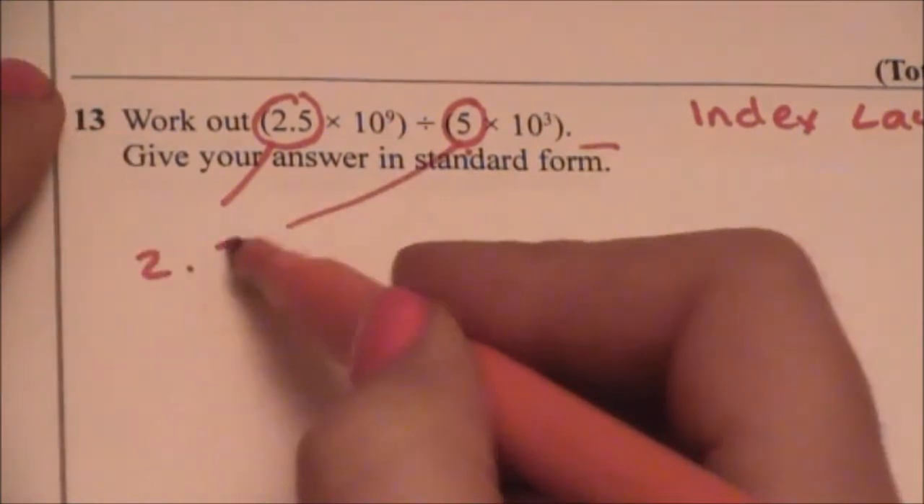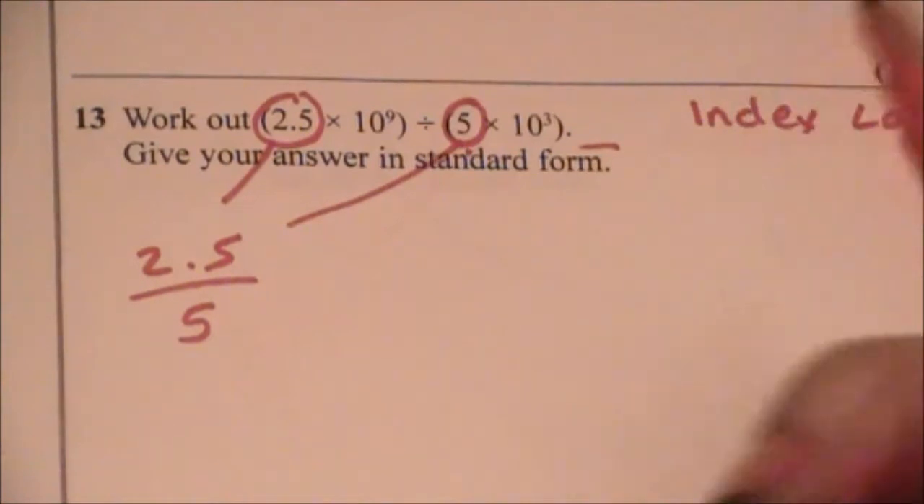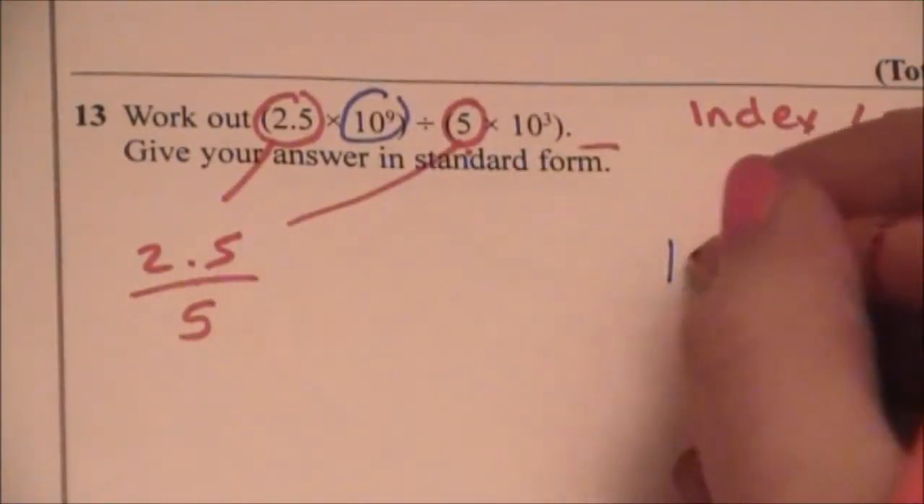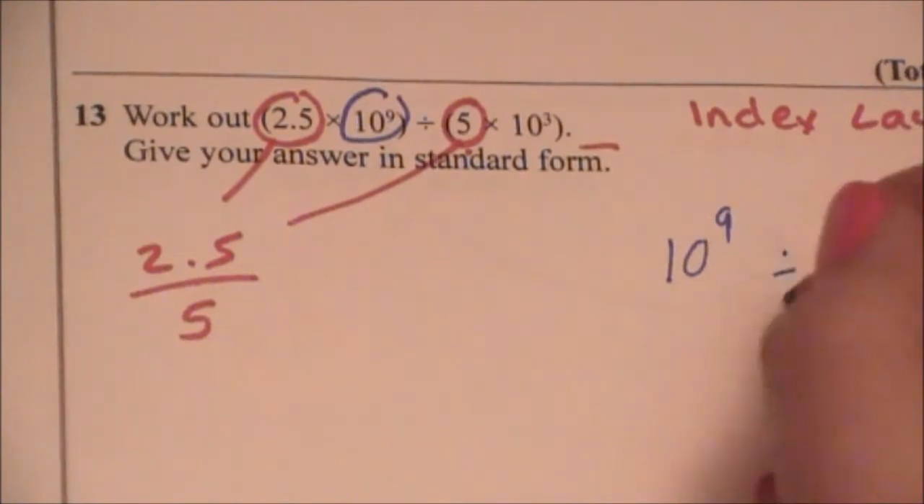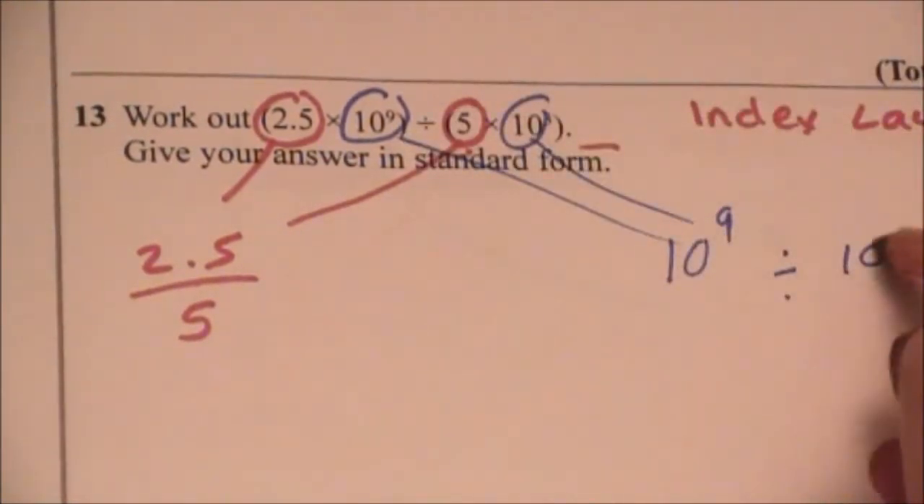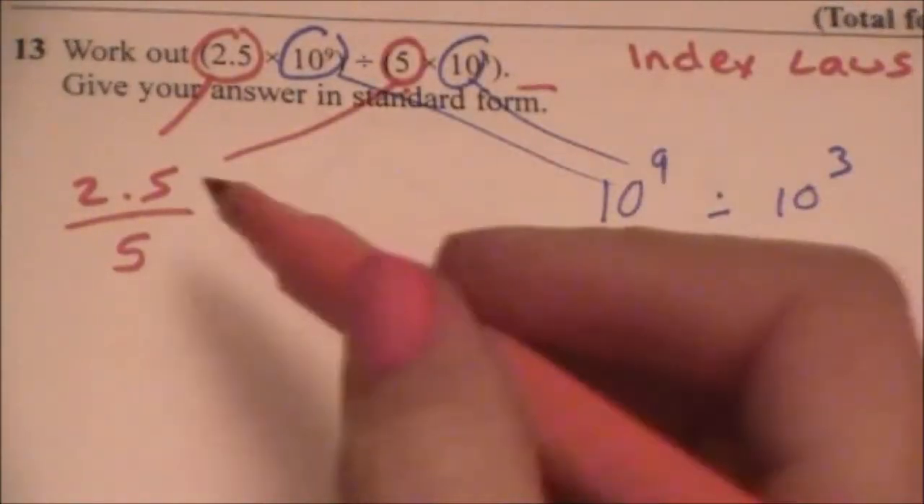I've got 2.5 divided by 5, and over here I'm going to take my 10 to the power of 9 divided by my 10 to the power of 3. So I'm going to treat these as two separate sums for the time being. Now this is a non-calculator paper.